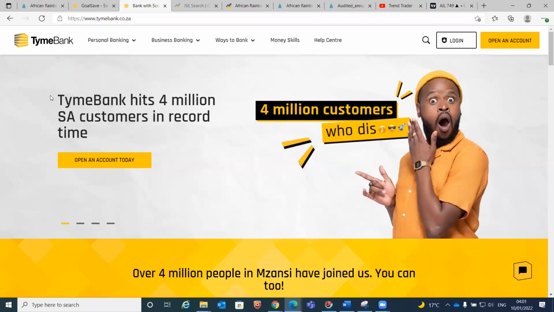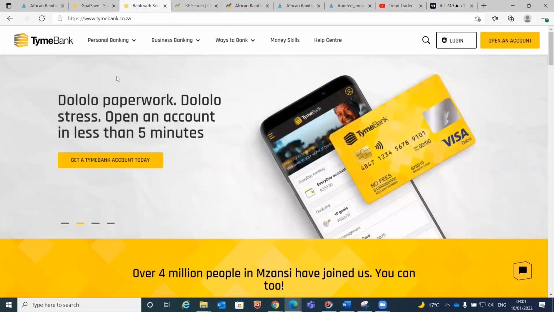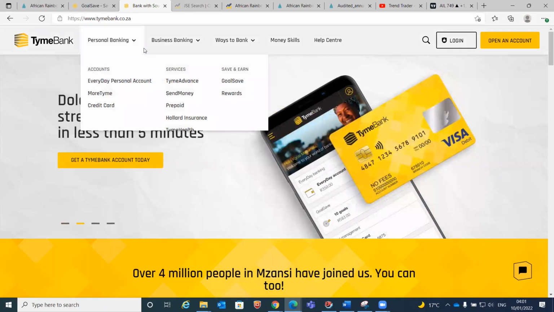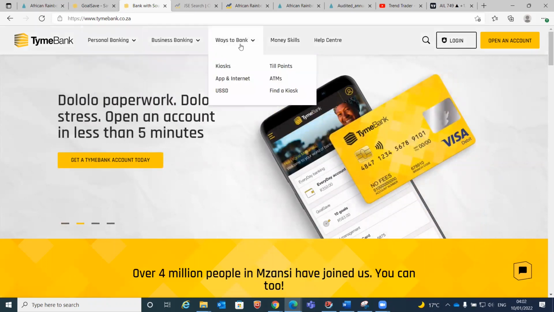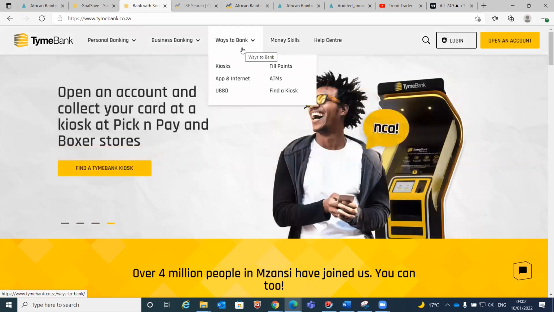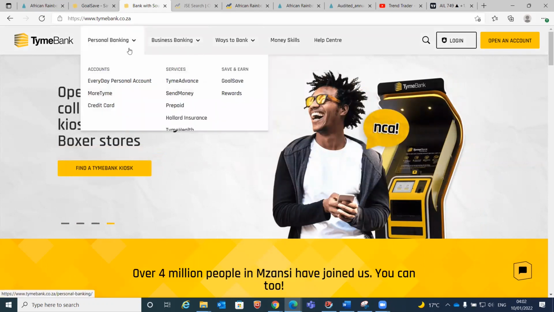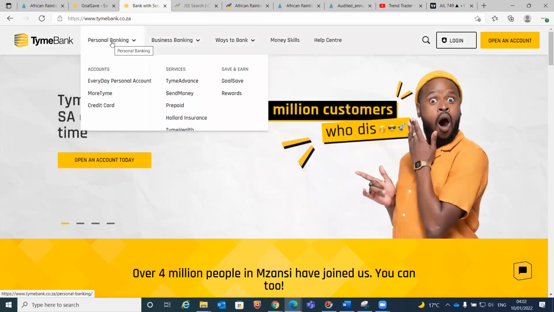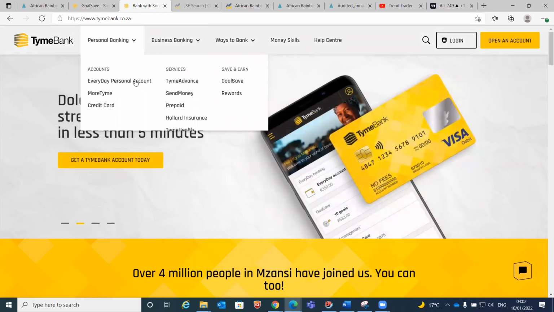So now I'm on the TymeBank website. As you can see, they offer personal banking and business banking, and on this tab they speak about different ways that you can bank with TymeBank. But like any other retail bank, when it comes to personal banking, they have the typical kinds of banking accounts. As you can see, they have a personal account. They also have a credit card and different services.